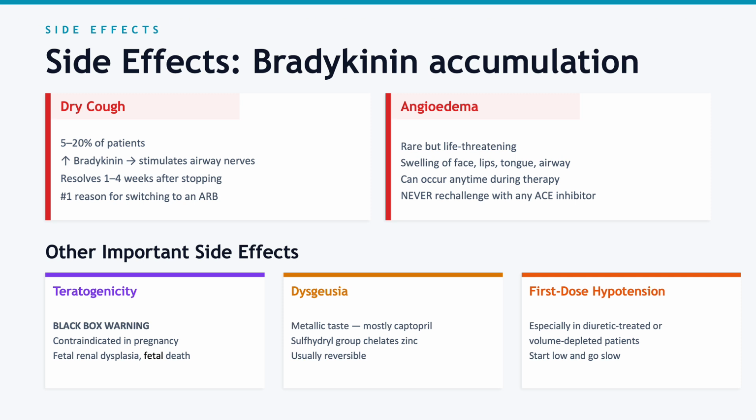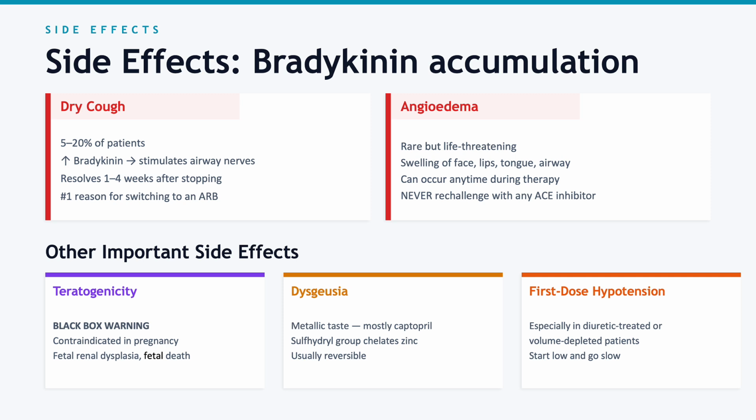Angioedema is rare but potentially life-threatening. Angioedema presents as non-pitting, asymmetric swelling of the face, lips, tongue, and upper airway caused by bradykinin-mediated increased vascular permeability. It can occur at any time during therapy, not just with the first dose. If a patient develops angioedema on an ACE inhibitor, discontinue immediately and never re-challenge with any ACE inhibitor.